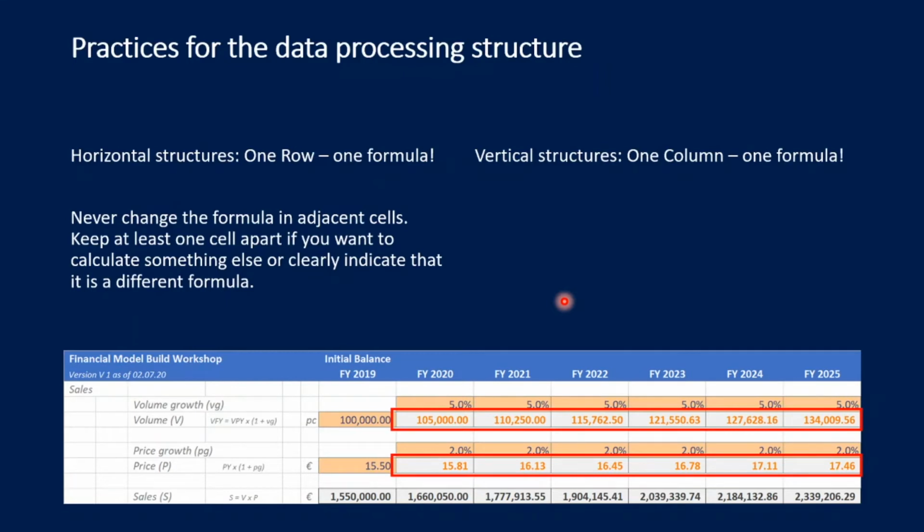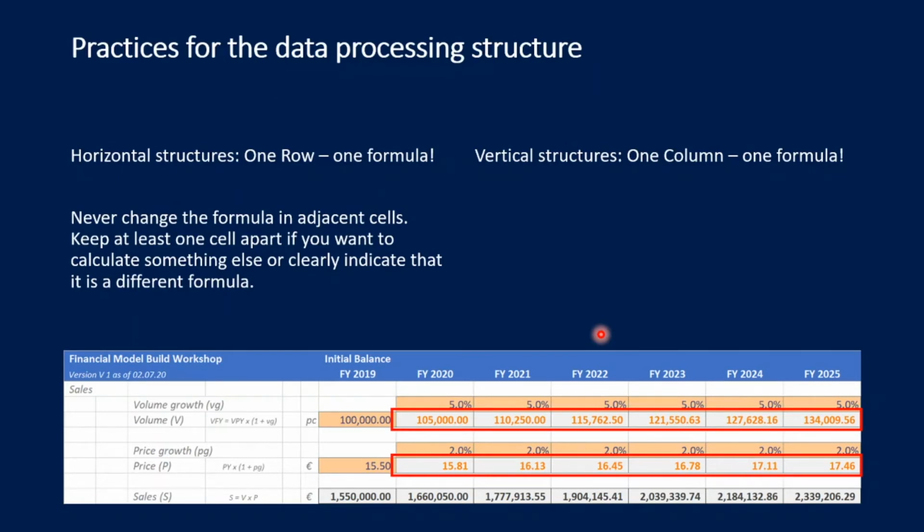The next rule is one row, one formula. So if you have this row here, of course, this is always the same formula. Never ever even think of putting a different formula into this cell than into this cell. Even Excel will check that and will indicate that the formula is different in this cell. So one row, one formula. If you have a vertical structure where you need to pull down the cells, of course, then applies one column, one formula. So never change the formula in adjacent cells.